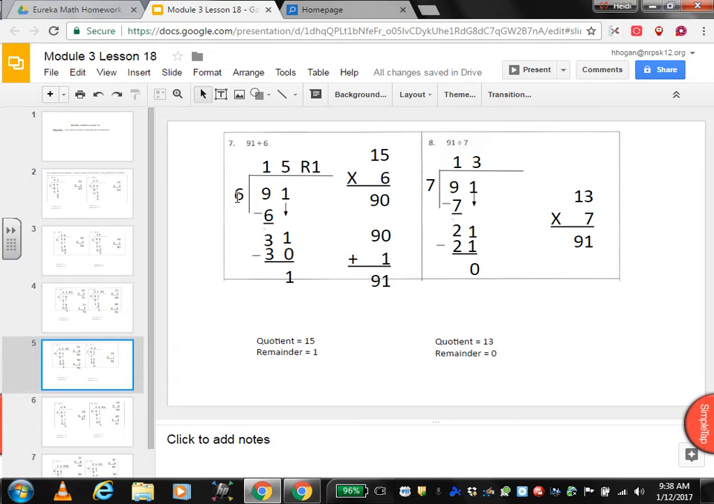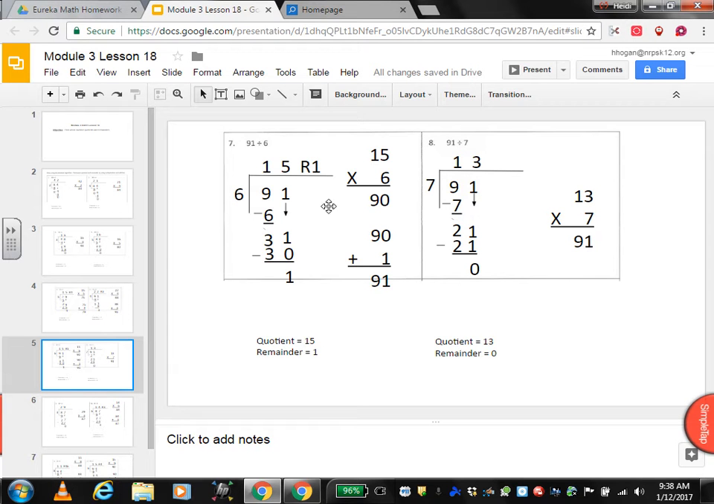91 divided by 6. 9 divided by 6 is 1. 1 times 6 is 6. Subtract. 9 minus 6 is 3. Bring down. We have 31. 31 divided by 6 is 5. Multiply. 5 times 6 is 30. Subtract. 31 minus 30 is 1. Remainder 1. So our quotient is 15.